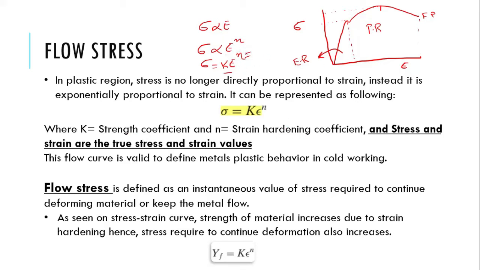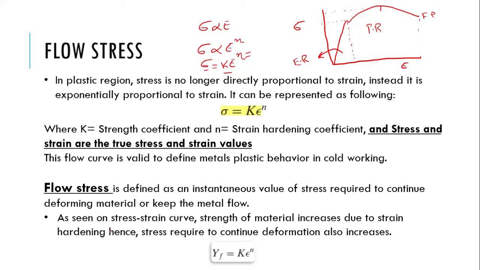If the material is more strain hardened, then its value will increase. But one thing we need to remember is that stress and strain here are the values of true stress and true strain. They are not the engineering stress or the engineering strain. Why is that so? Because we consider the flow stress in the plastic region, and in the plastic region there's a shape change at every instant. That's why we consider the true stress and true strain. This flow curve was developed to define metal plastic behavior in cold working.